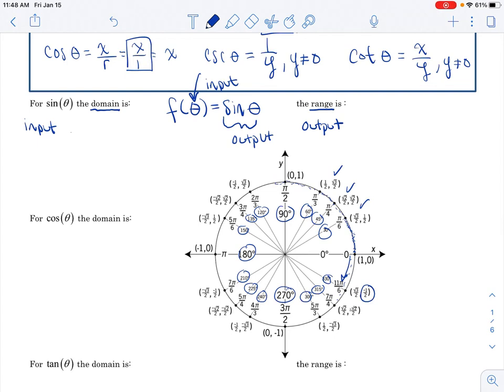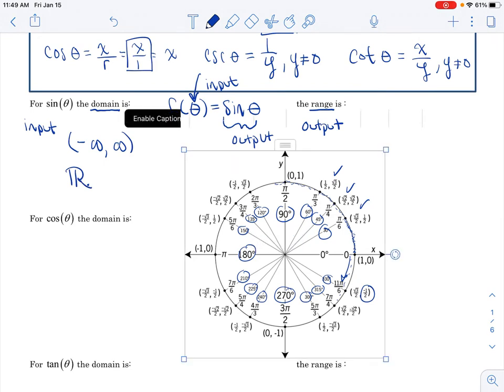So our domain is negative infinity to infinity. We can put in any angle we want. We can put in a positive angle, it works. We can put in a 0 angle, it works. We can put in a negative angle, it works. The other way you could say that is all real.